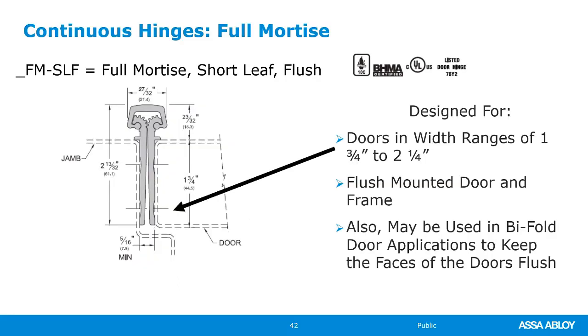So you want to get the full mortise short leaf flush. You'll see, this is not the FMSLI, this is an FMSLF, where the door is flush. If the door is not exactly 1¾, if it's other thicknesses, you won't be constrained by the wraparound piece at the bottom of the hinge. So this hinge is able to fit a range of doors. Also, the full mortise short leaf flush is excellent for use in bifold door applications to keep the faces of the door flush.